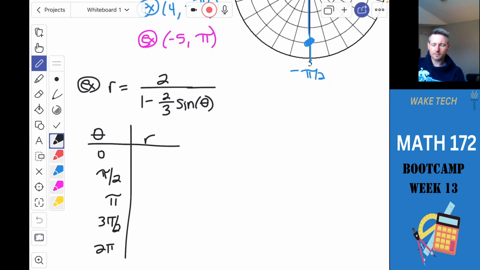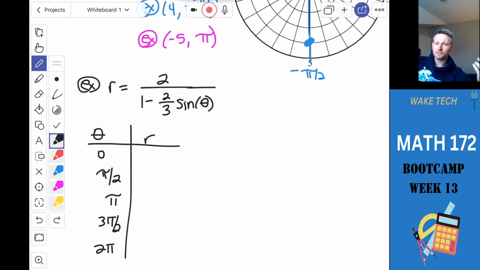I'm going to give you some time to try this, but how it works is we take each of these theta values and plug them into the equation to calculate the corresponding r value. So at the end of this, we'll have five ordered pairs and we'll plot those.